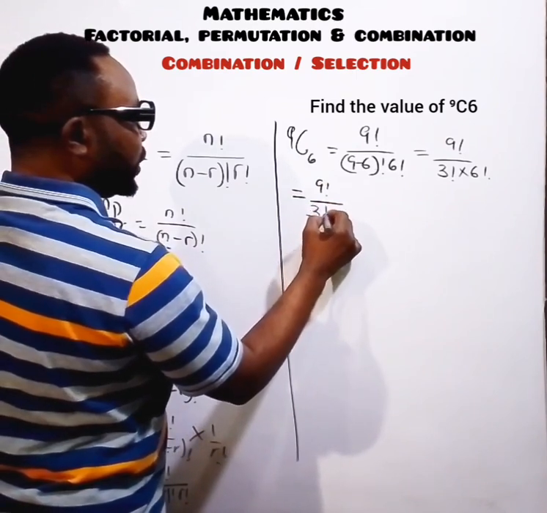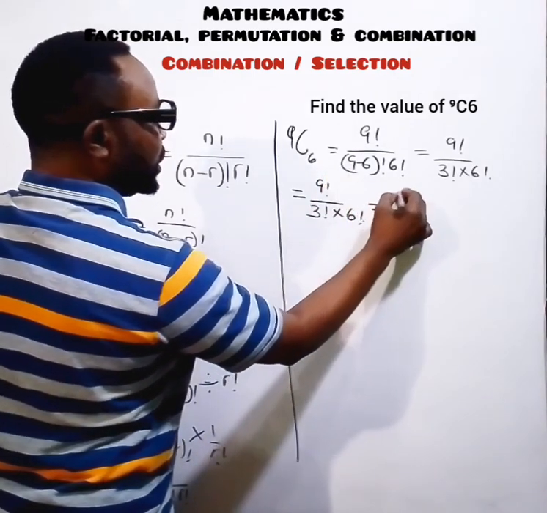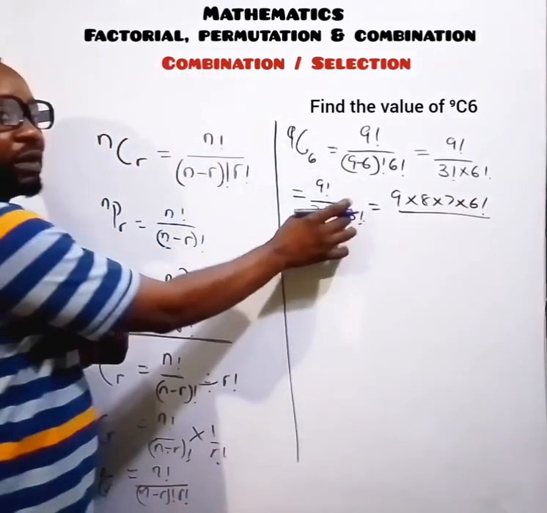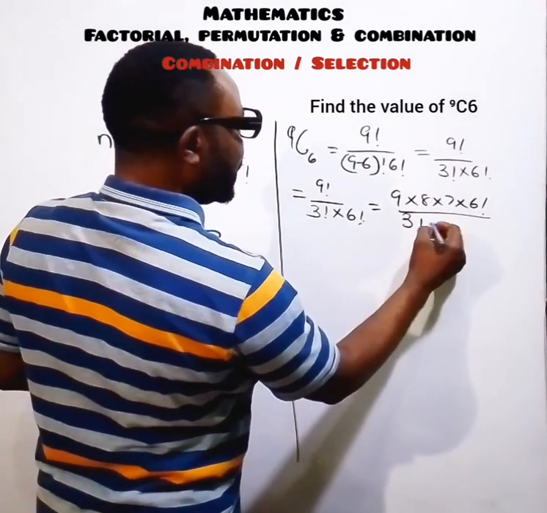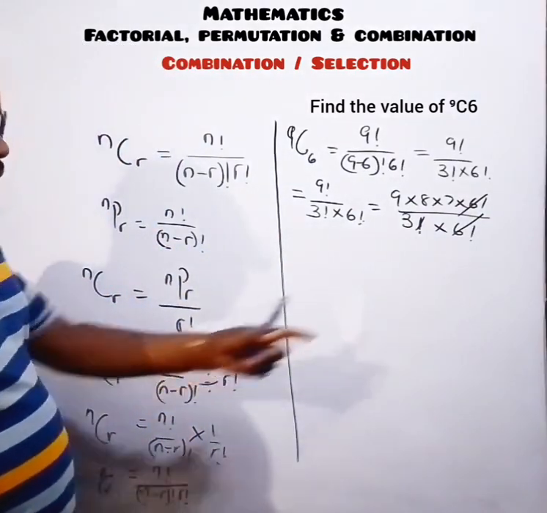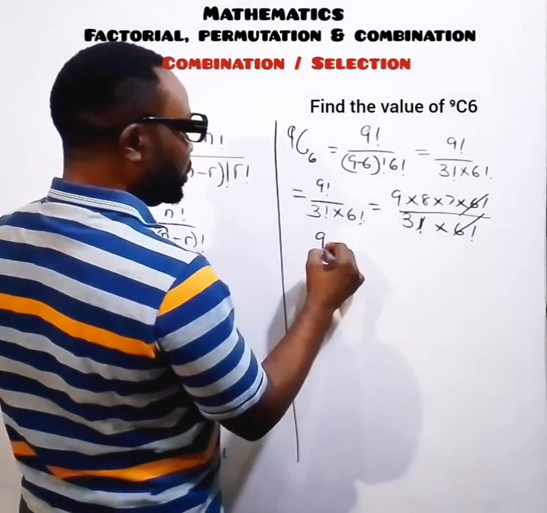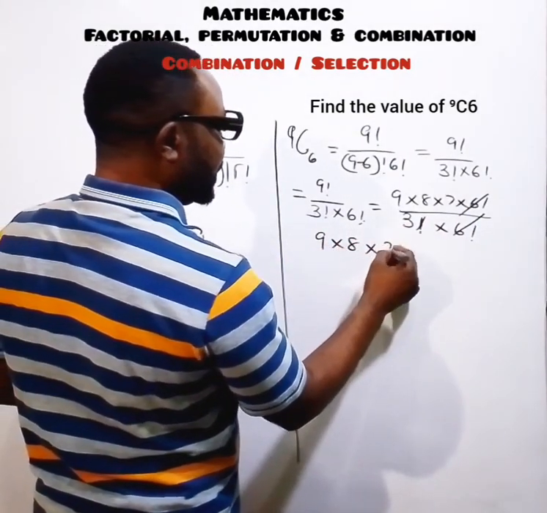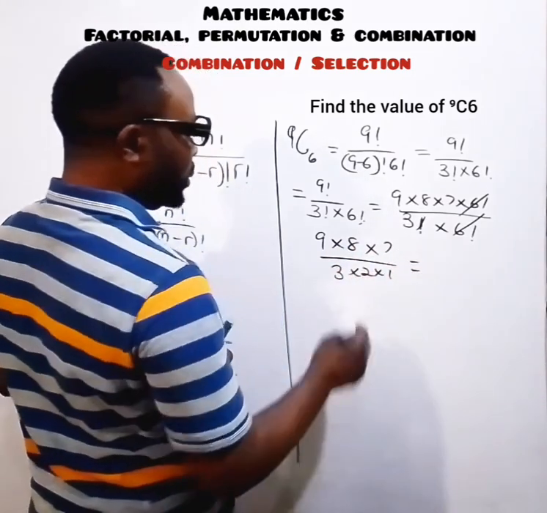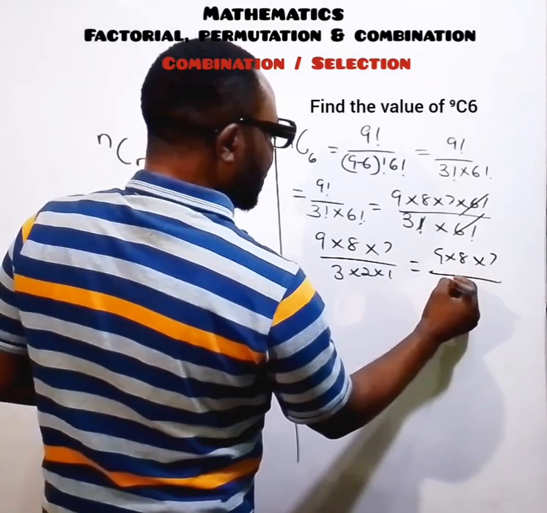3 factorial multiplied by 6 factorial, which is going to be equal to 9 times 8 times 7 times 6 factorial, because I have 6 factorial at the denominator here, all over 3 factorial multiplied by 6 factorial. This 6 factorial cancels this 6 factorial. Then we are having 3 factorial at the denominator, so it is equal to 9 times 8 multiplied by 7 all over, what is 3 factorial? That's 3 times 2 times 1, which is equal to 9 times 8 times 7 all over 3 times 2.